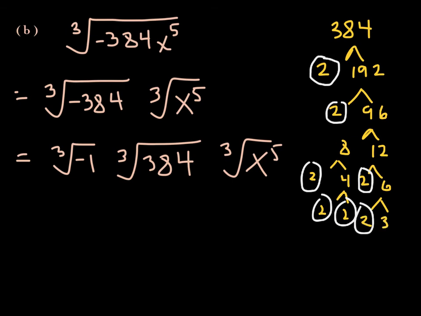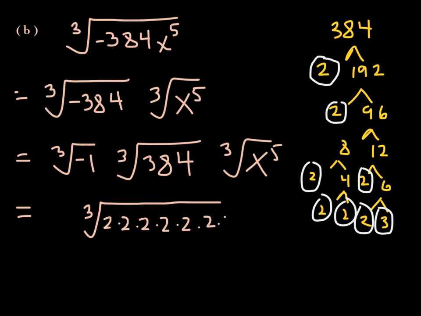All right, so the prime factorization for 384 is the cube root of, now let's count all these 2's, shall we? 1, 2, 3, 4, 5, 6, 7. And then there's 1, 3. All right, everybody? Don't forget about the cube root of negative 1. We can evaluate this right now. The cube root of negative 1 is just negative 1. So I'll put a negative 1 on the outside.